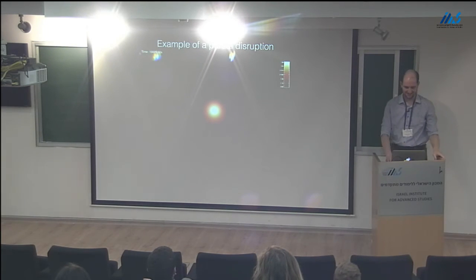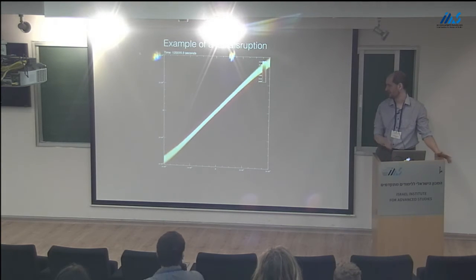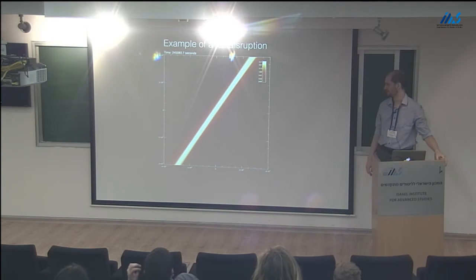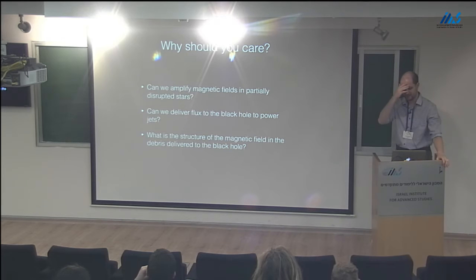Okay, so now we're going to look at a full disruption, which will go a lot faster just because I didn't dump out so many frames here. But it's very simple. It just gets obliterated and stretched into an elongated stream, whose width is controlled by self-gravity, surprisingly enough.